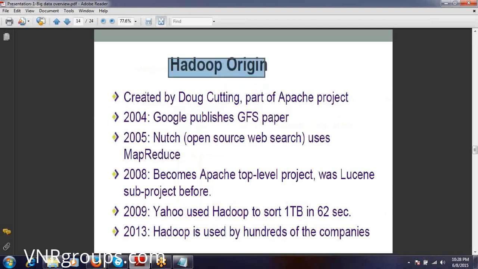And this is the history about your Hadoop. It was created by Doug Cutting, and in 2004, Google published a paper, that is Google File System. In that they had mentioned about this. And Nutch, the web search engine, used MapReduce in 2005. And in 2008, it became the top level project of Apache. And in 2009, Yahoo used this Hadoop to sort 1 TB of data in only 62 seconds. So you can imagine how fast Hadoop is dealing with huge amount of data. By this, it has got more popularity, and nowadays everyone is migrating to Hadoop.